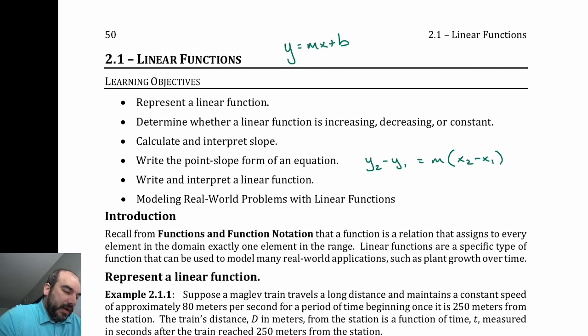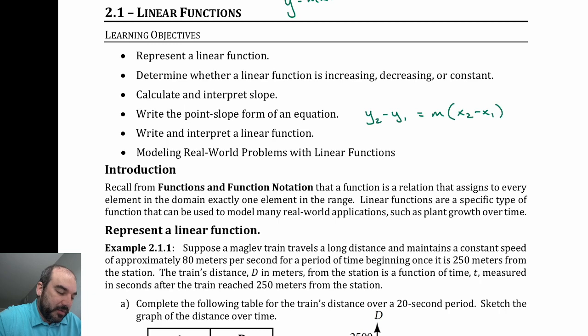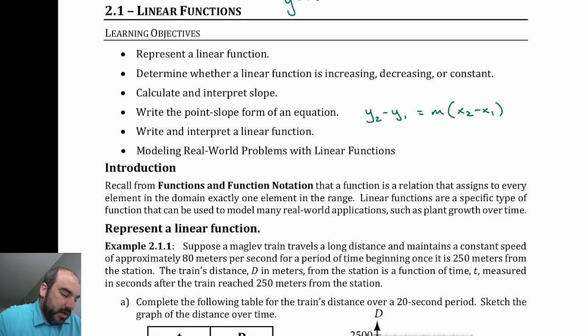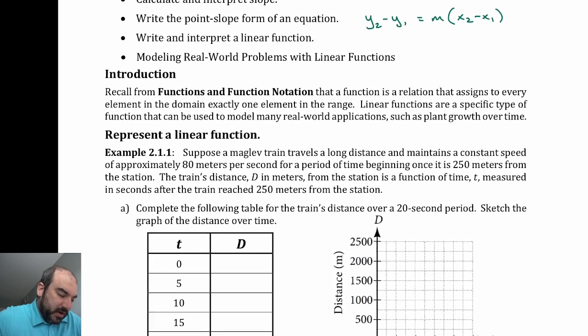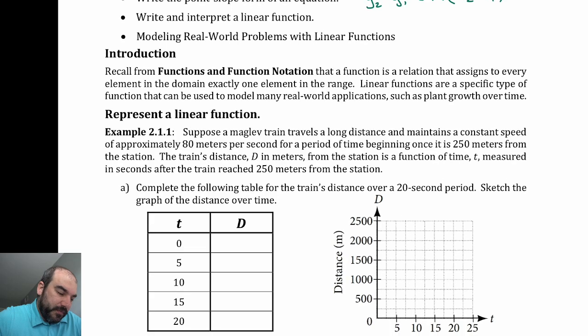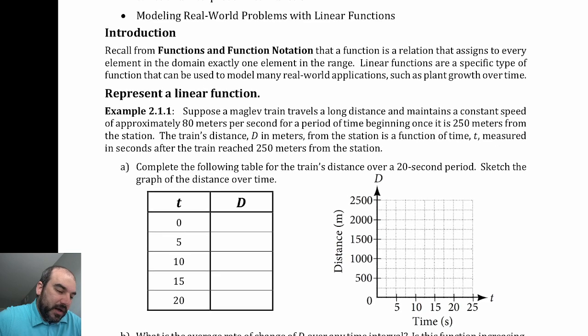And then we're also going to write and interpret linear functions, which is going to be, again, for word problems and context given to us. We're going to write an equation and then know what each piece of the equation represents in the context of the problem. And then we'll model real world problems, whether we're given data or specific points, to write a linear function. Right, so first thing we're going to do is start by modeling real world problems.